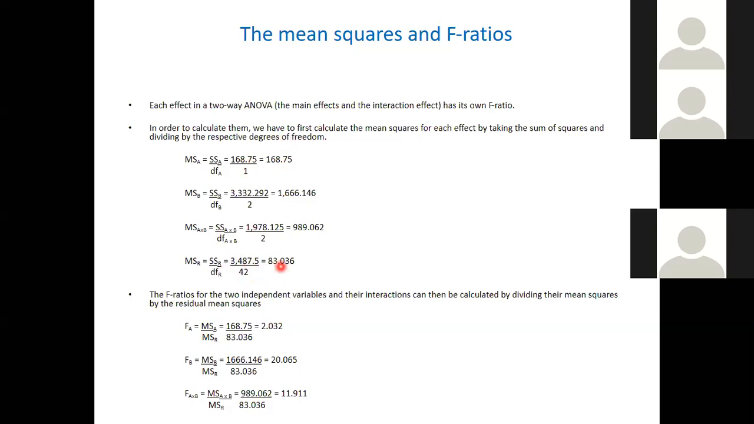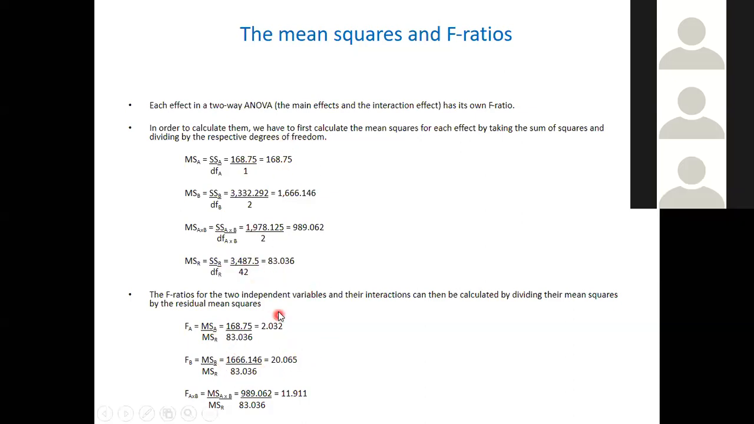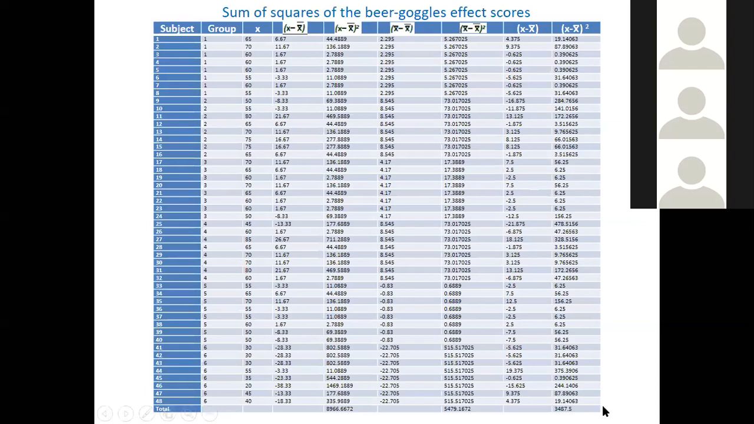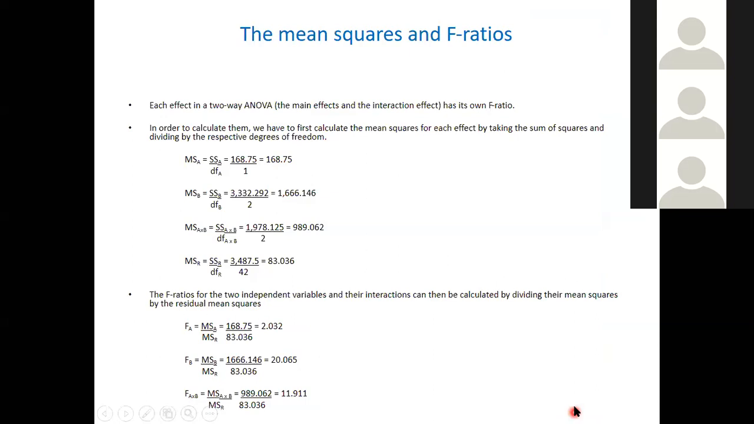Then to calculate the F for each of them, you divide each of them by the within, the variance within. In the first table we calculated the total sum of squares within as 3,487. So that 3,487 is divided by the degree of freedom, which is 42. Each group has 7, so 7 times 6 is 42. You get the variance within.